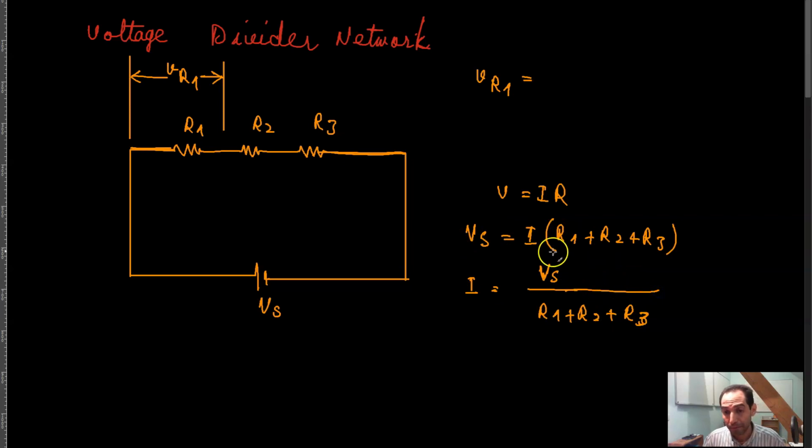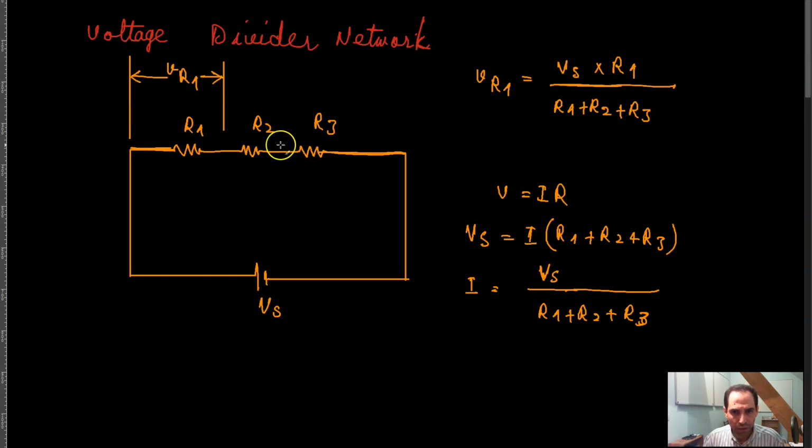Now, the current going through the circuit is the current going through each of these resistors, so the same current is going through R1. The voltage across R1 would be V of R1, which is V is equal to IR: the current going through that resistor times the resistance of that resistor. That would be V of S divided by R1 plus R2 plus R3, times the resistance of that resistor, which is R1.